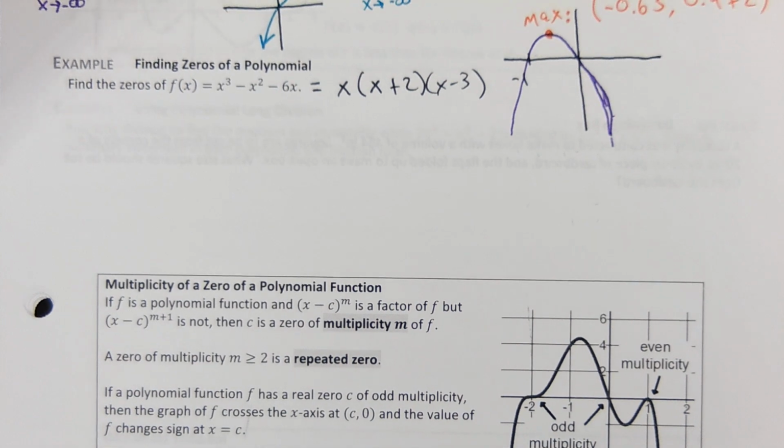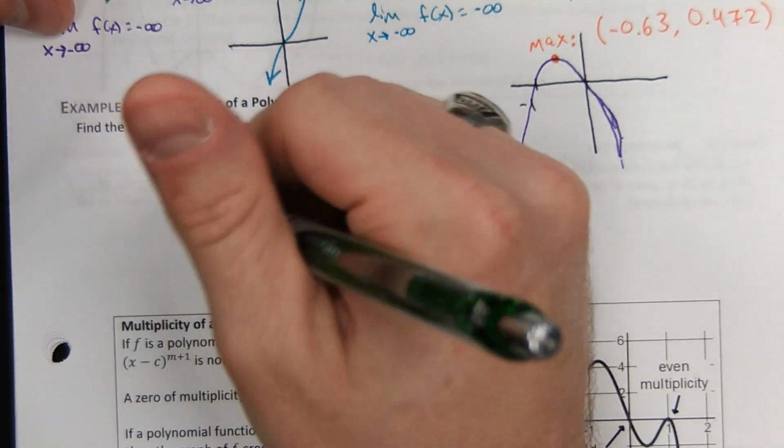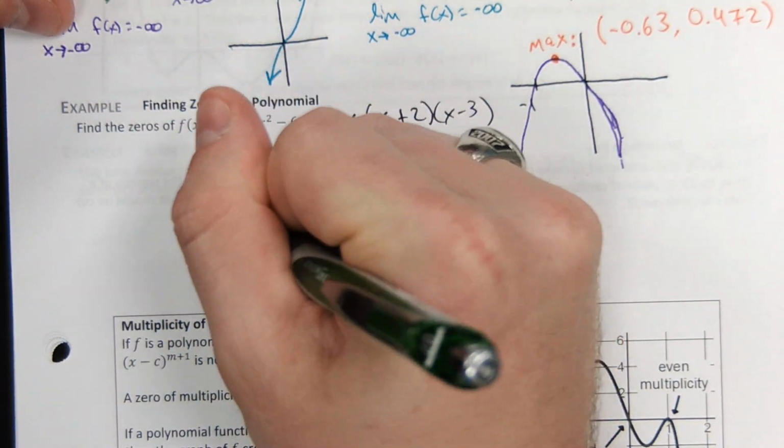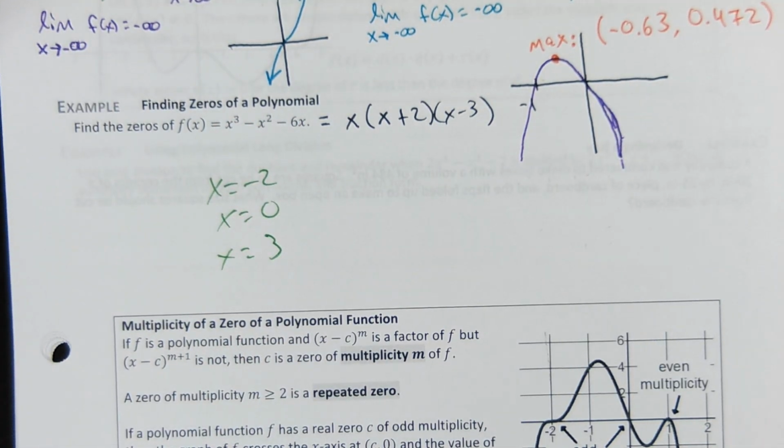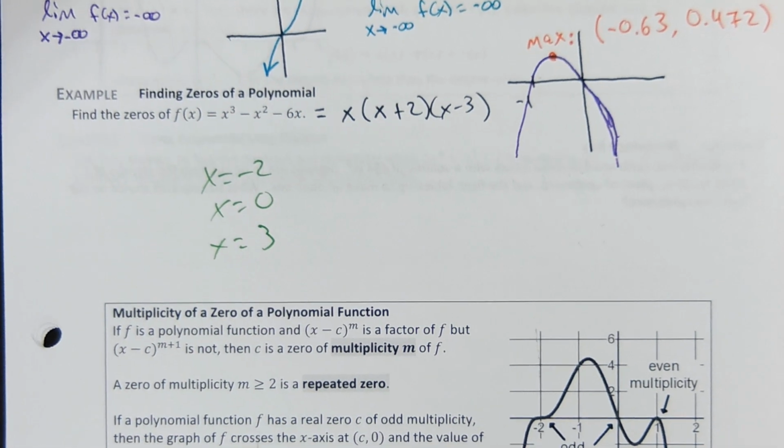So we use technology to get our 3 answers. Of course, we knew them to be -2, 0, 3. But second trace intersect is your friend.